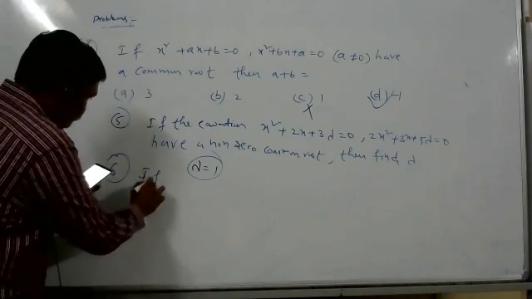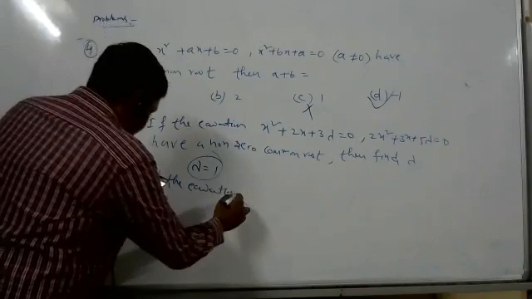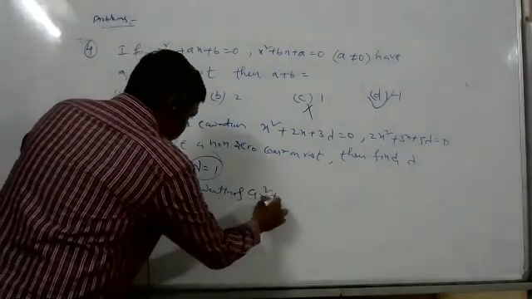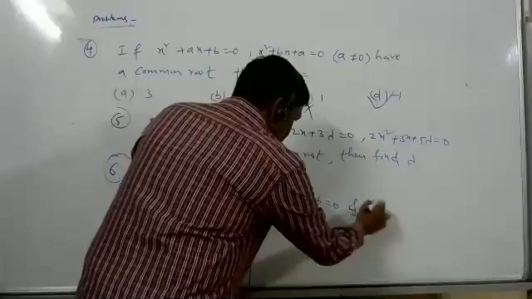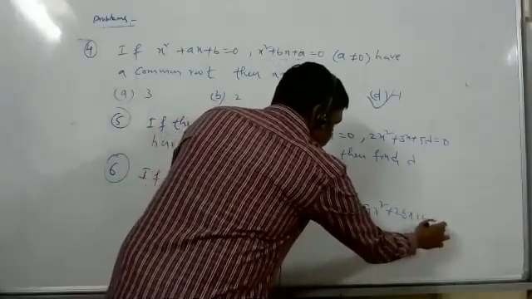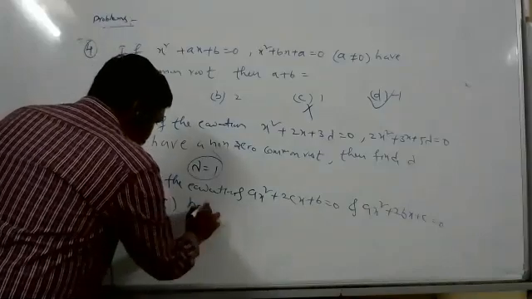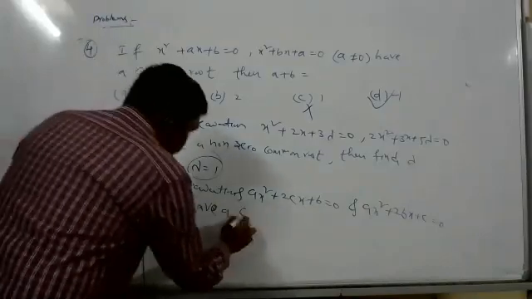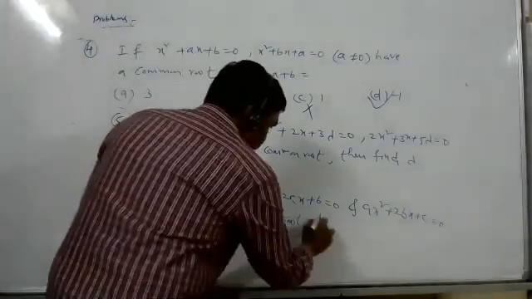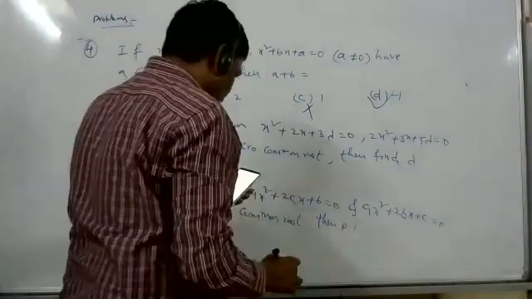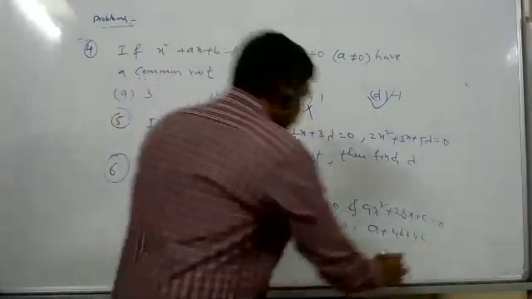See, if the equations ax square plus 2cx plus b is equal to 0 and ax square plus 2bx plus c is equal to 0, b not equal to c, have a common root, then prove that a plus 4b plus 4c is equal to 0.